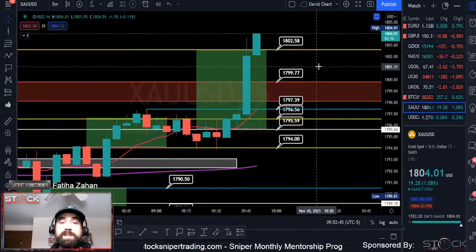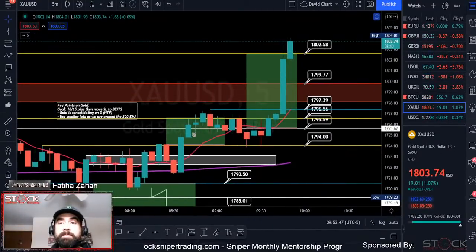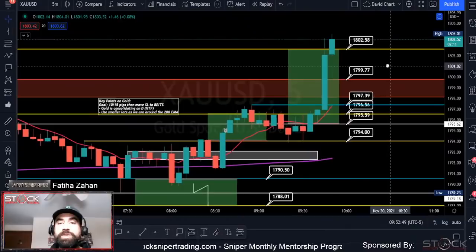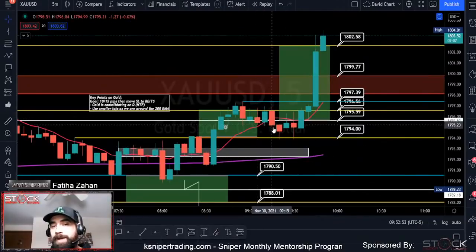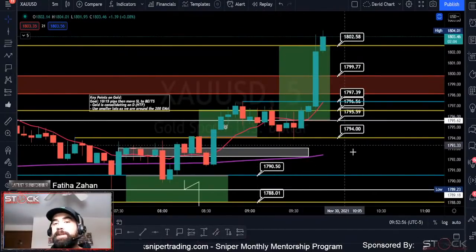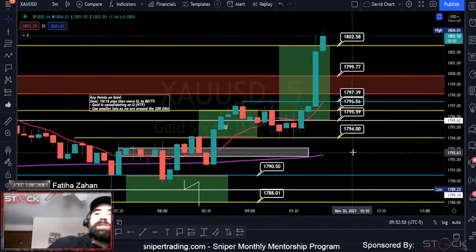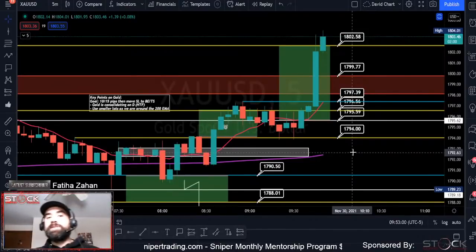So there's gold, guys, continuing to rise. So if you've heard buy the pullbacks, okay, this is the pullback right here, buying the pullback. It's still running, guys. It's 1803.50.